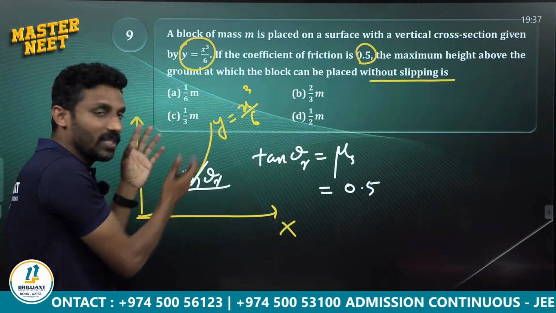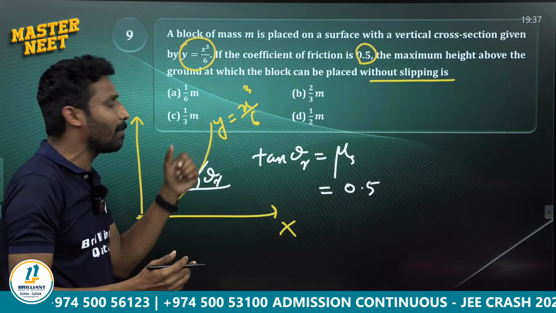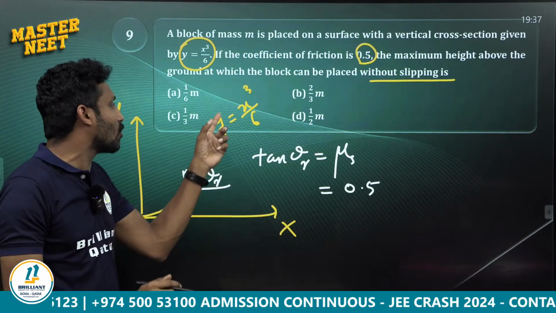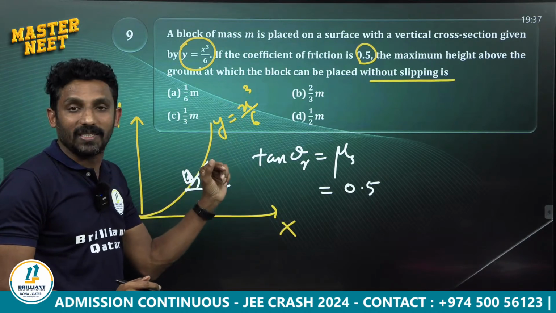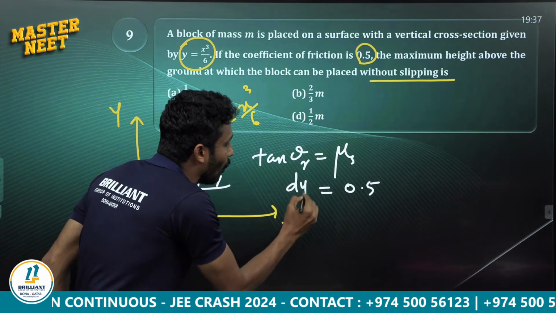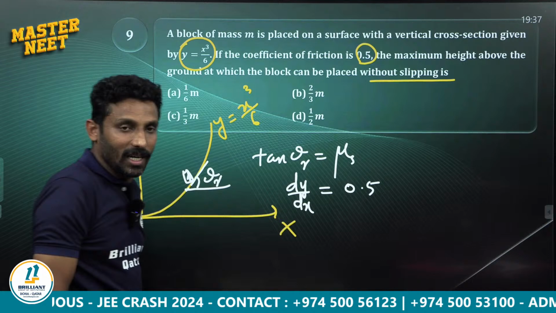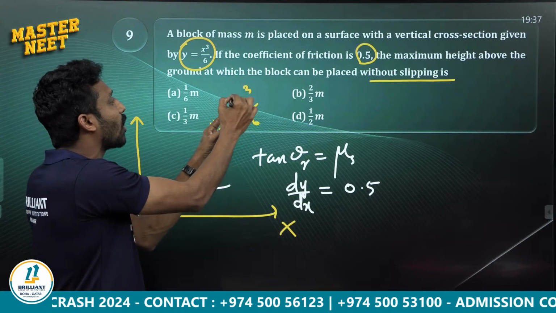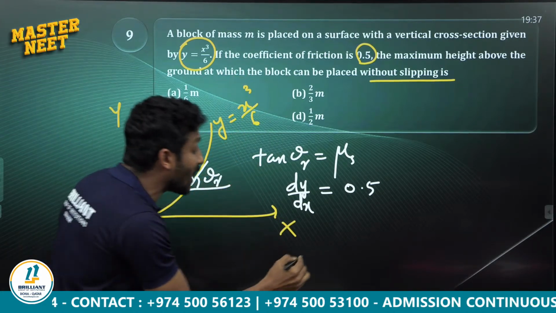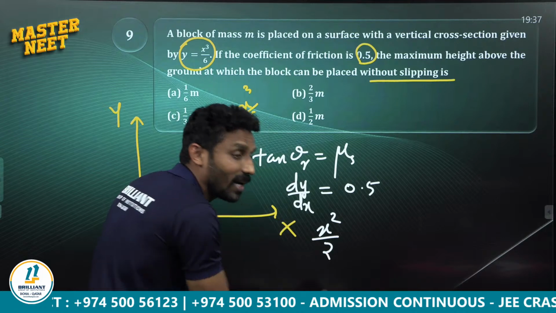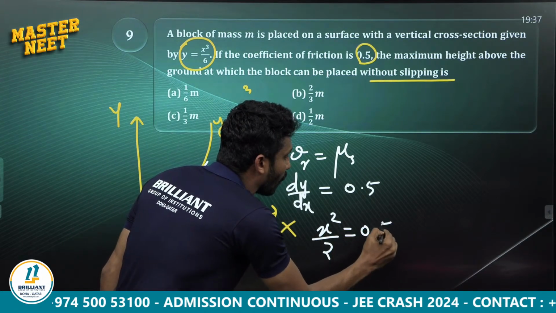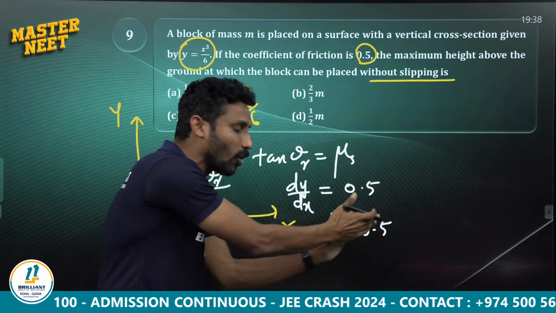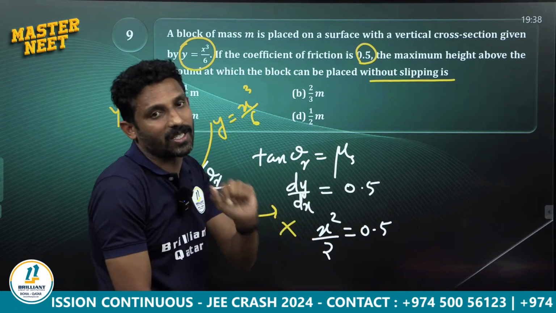Now, what is tan theta r? It is the slope of this graph. Slope of the graph is dy by dx. What is dy by dx of this function? It is 3x square by 6. Slope is equal to dy by dx, isn't it? Dy by dx equals 3x square by 6, which is x square by 2. X square by 2 is equal to 0.5. So x square is 2 into 0.5, which is 1, which means x is equal to 1.